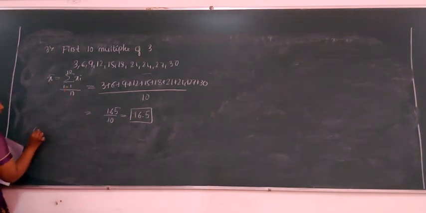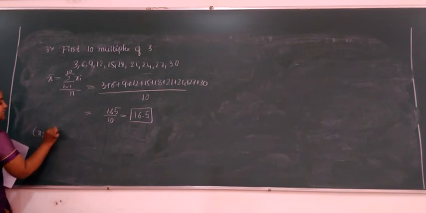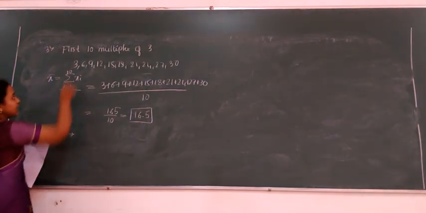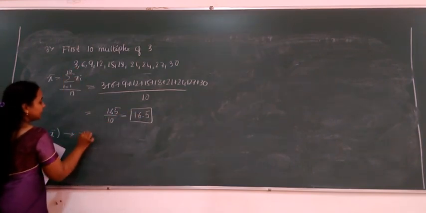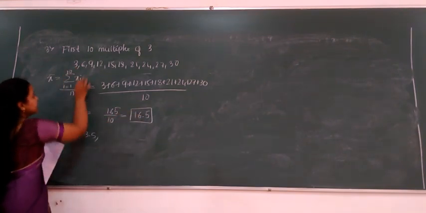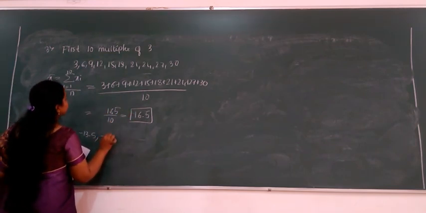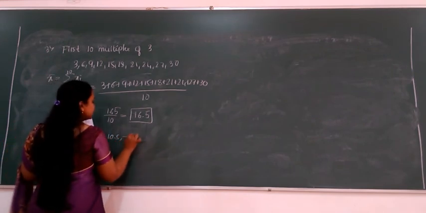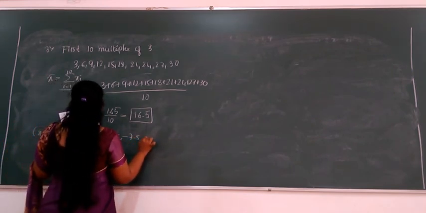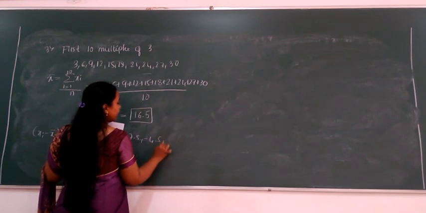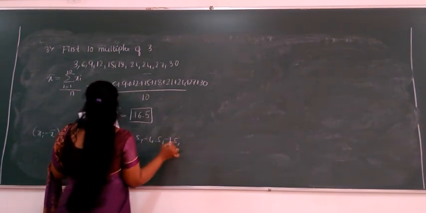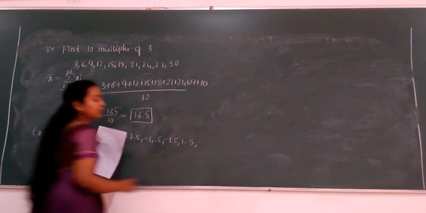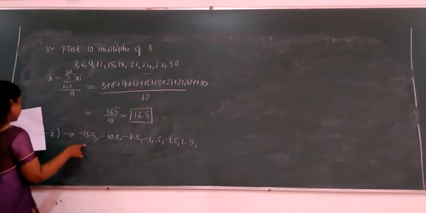So to calculate the variance, first we should know what is xi minus x bar. That is, x bar will be subtracted from each xi. 3 minus 16.5 is minus 13.5. 6 minus 16.5 is minus 10.5. Similarly, I will write all the values. Minus 7.5. Okay, minus 4.5. Minus 1.5. Again, it will become plus 1.5. I'll write the next observations here. 4.5.